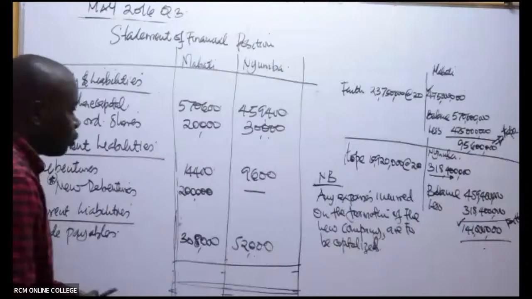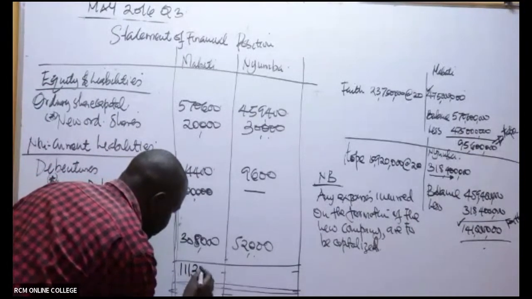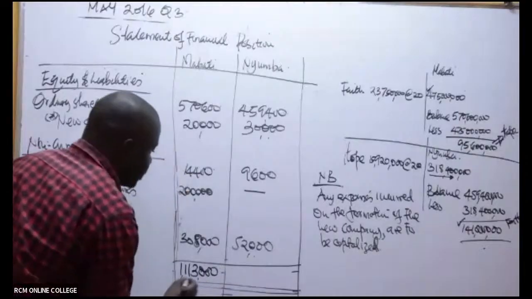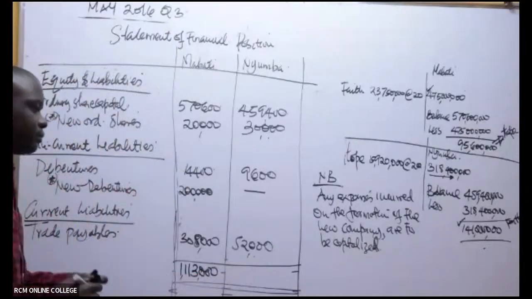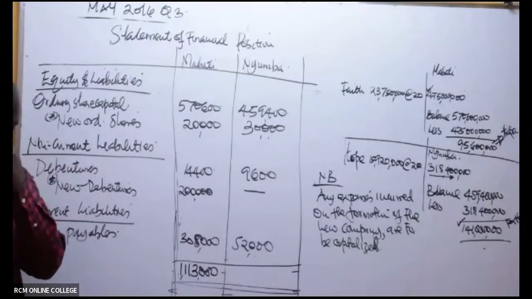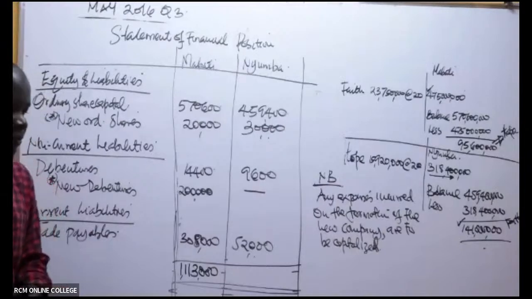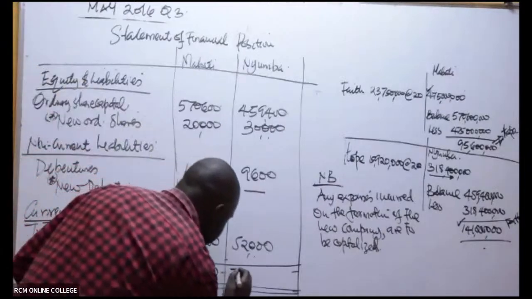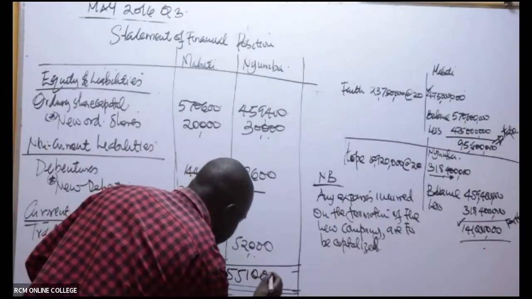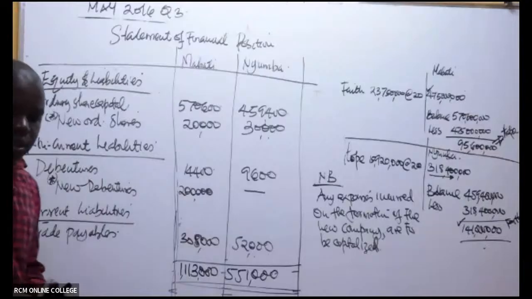Yeah, so you are getting 111,111,3000. What about in this case for nyumba? What about for nyumba? 551. So 551. Of course, now in this case, it should actually be able to balance.